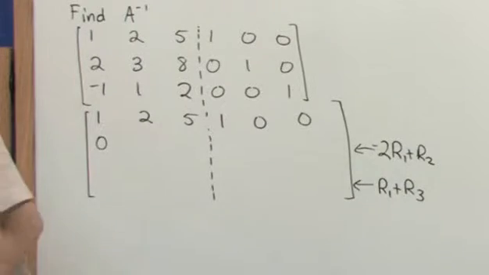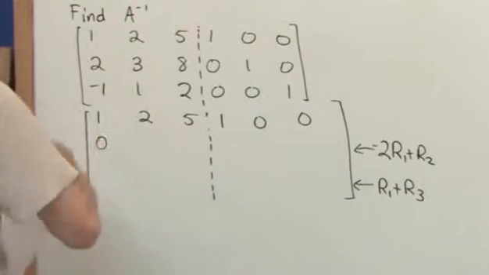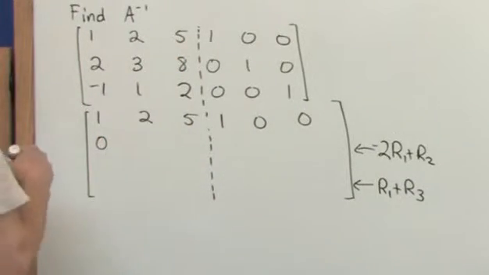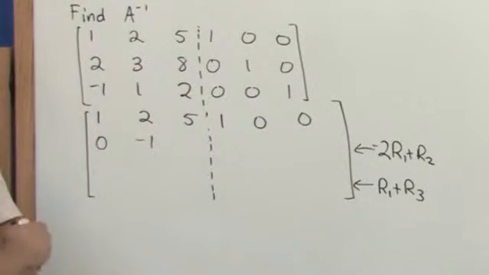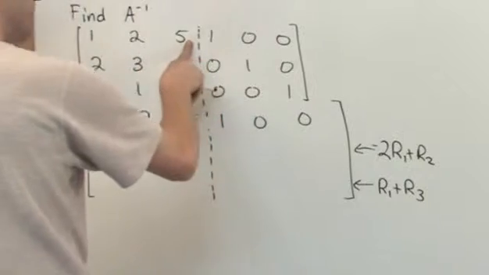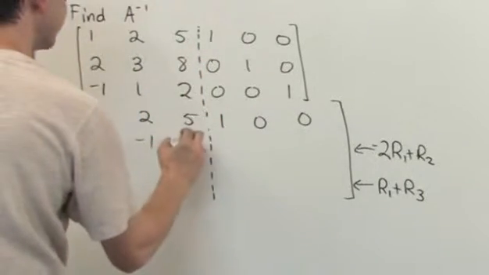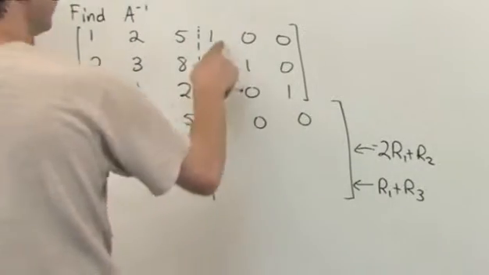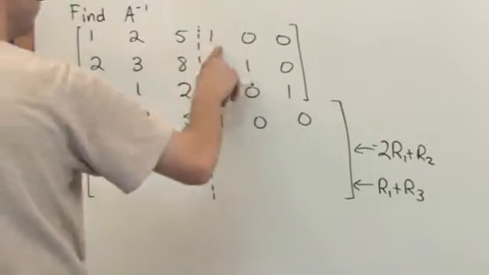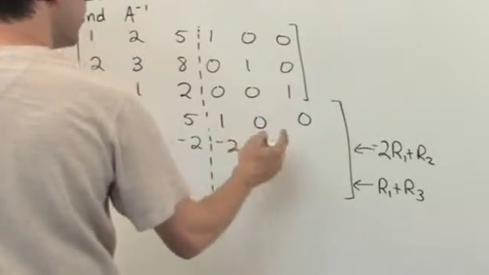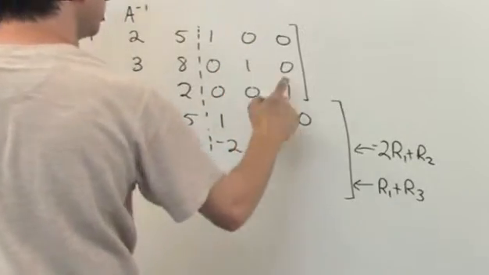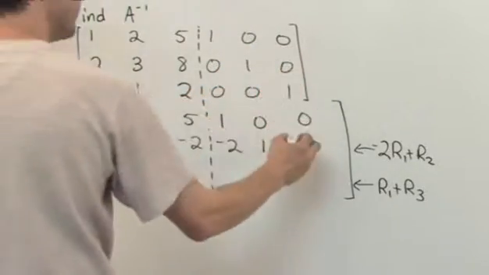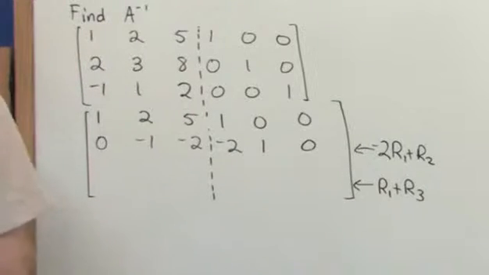Okay? Let's continue on. Negative 2 times positive 2 is going to give me negative 4. Negative 4 plus 3 is negative 1, so I'm going to put the negative 1 there. Negative 2 times 5 is negative 10, plus 8 is negative 2. Negative 2 times this is negative 2 plus the 0 is negative 2. And then negative 2 times this is 0 plus 1 is 1. Negative 2 times 0 is 0 plus 0 gives me a 0.